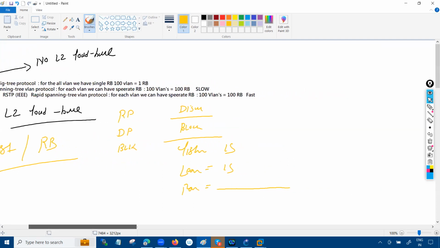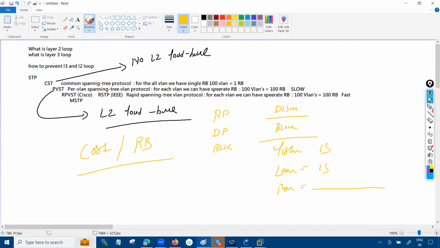Then, if you guys remember, we have also covered spanning tree security, STP security, we can call it. In STP security, we have seen the PortFast concept, then BPDU guard, then BPDU filter, right? Then we have seen root guard.